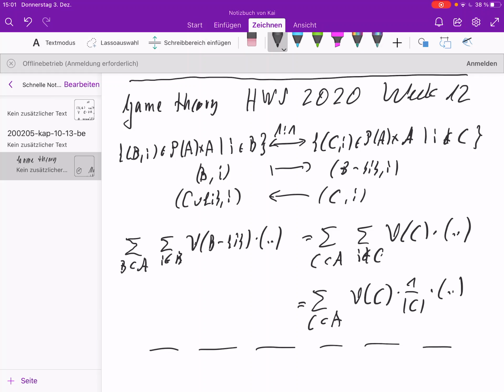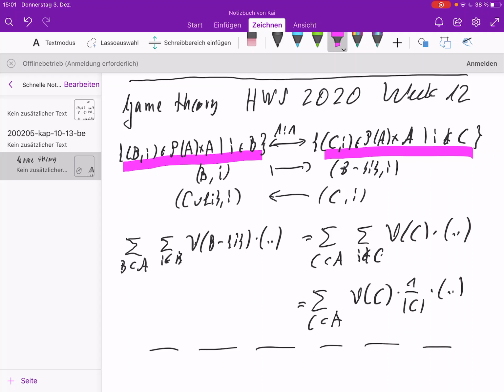So we are now here. And I claim that this set is bijective to another set, to the set of pairs C, I, where C is again a subset of A and I is again an element of A, but now I is not in C. So this set here. And I claim that there's a canonical bijection. If I start with the pair B, I, I go over to the pair B minus I. And if I start with the pair C, I, I go over to the pair C union I. And indeed I get a one-to-one correspondence, a bijection between these two sets.